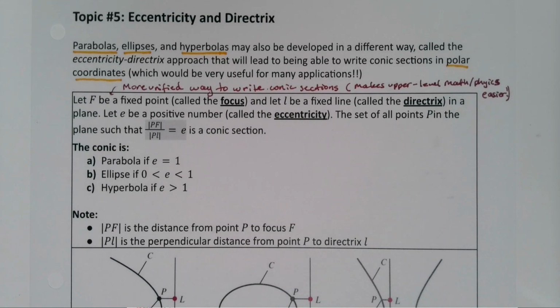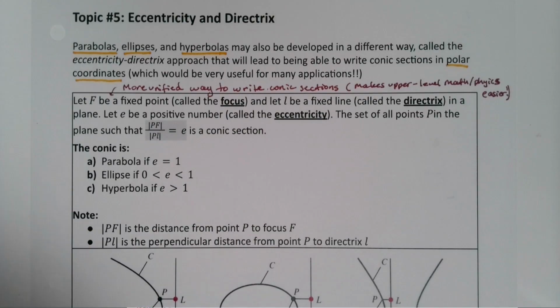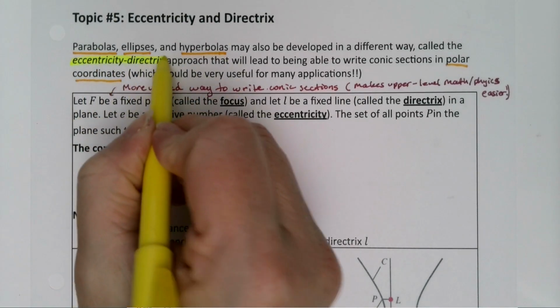Now, in upper level mathematics and physics, we work with something called orbital mechanics. Obviously, it has the word orbit in it. It's very useful for things like astrophysics, but it's also useful for things like electromagnetic theory, some mathematics applications, etc. And that's a different approach to conic sections. It uses something called the eccentricity directrix approach.